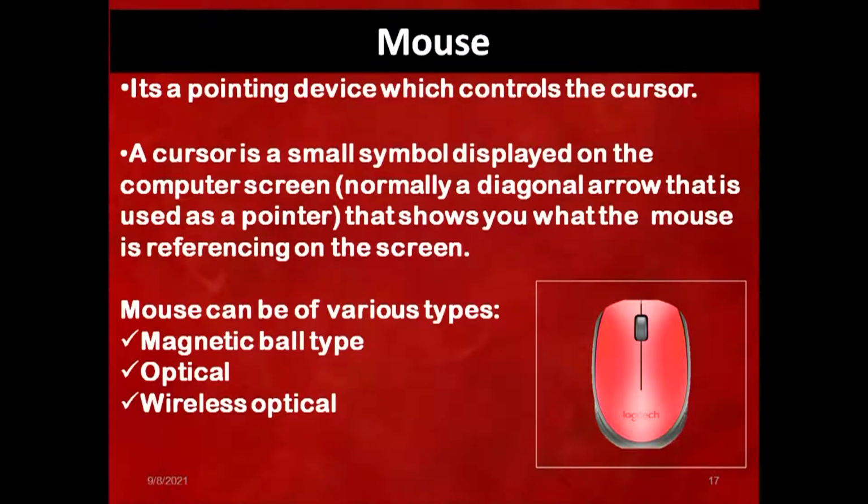The next input device is the mouse. A mouse is a pointing device which controls the cursor. A cursor is nothing but a small symbol which appears on the screen. There are mainly three types of mouse: magnetic ball type, optical mouse and wireless mouse.